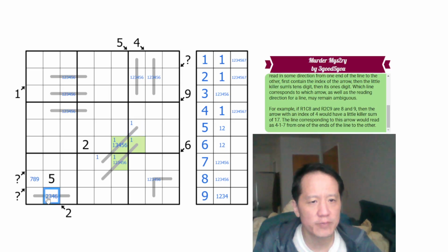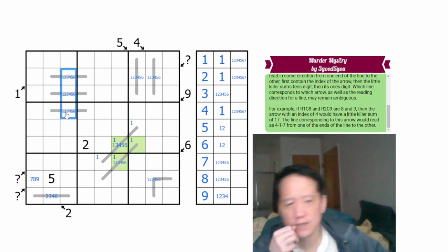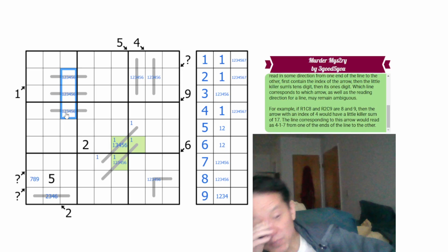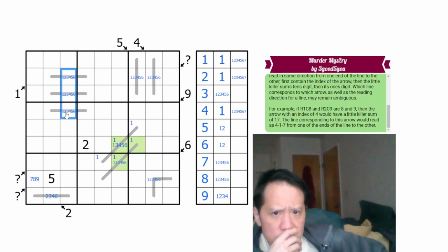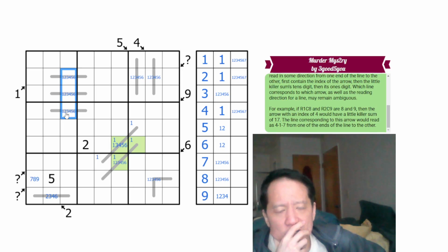So this cannot be 1. One of these is a 1, and one of these is a 1, and one of these is a 1, and one of these can be at most a 1. So that's 4 ones possible then, right? Therefore, only one of 5 and 6 can be a 1.